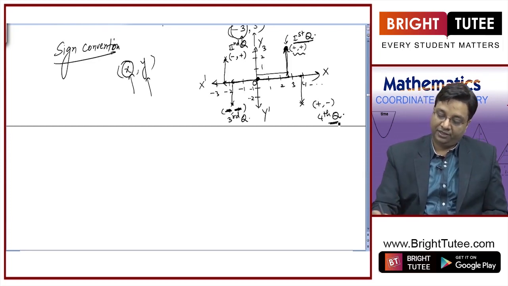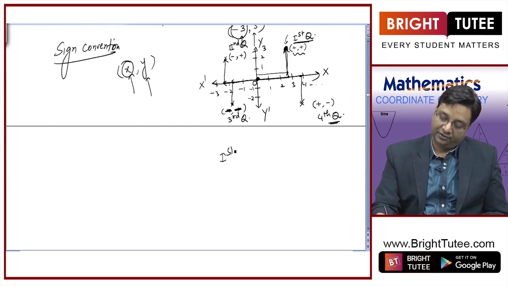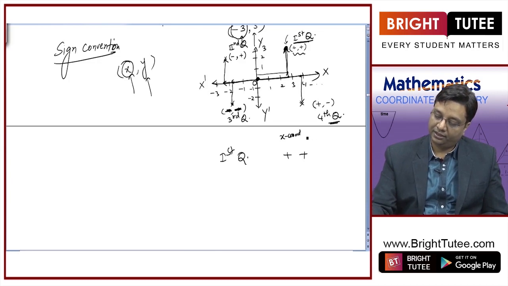Okay. So if I have to write it, first quadrant: positive, positive. This is the x coordinate and this is the y coordinate.